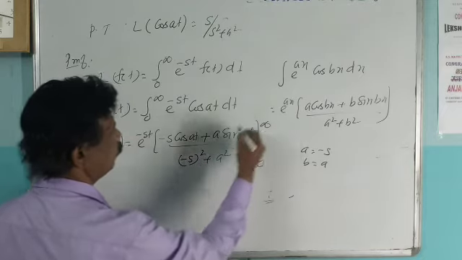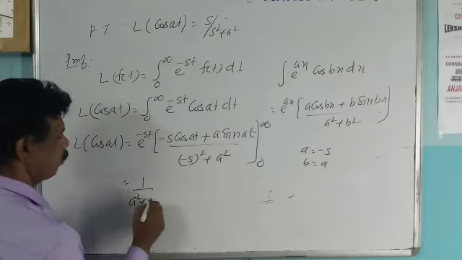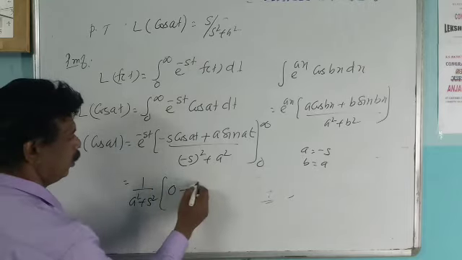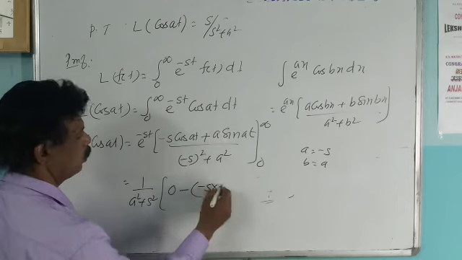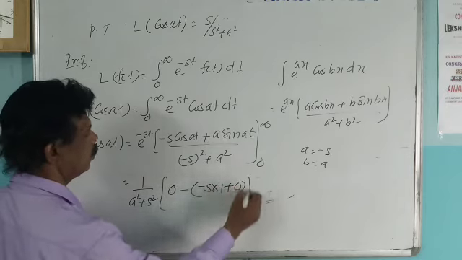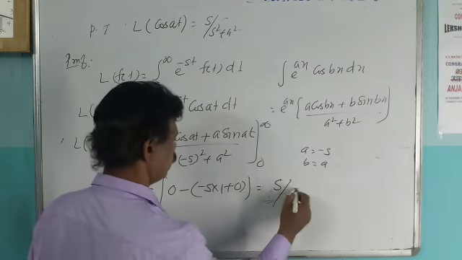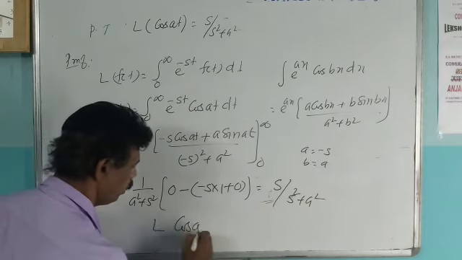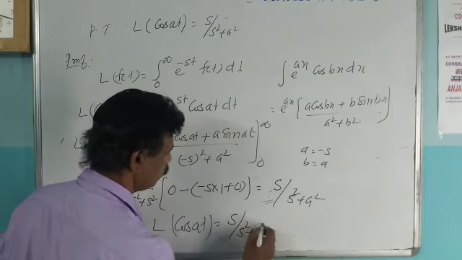Limit 0 to infinity. Then we can write this equal to 1 by a square plus s square out of e raised to minus infinity, which is 0, minus e raised to 0 which is 1, into cos 0 which is 1, minus s into 1; sin 0 is equal to 0. Minus into minus is plus. So Laplace of cos at equals s divided by s square plus a square.